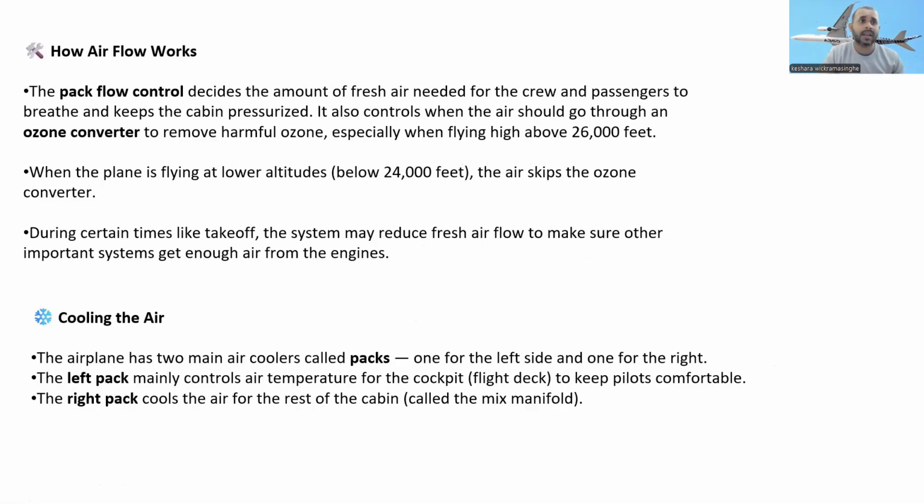Now, how does airflow work? The flow control decides the amount of fresh air needed for the crew and passengers to breathe and keep the cabin pressurized. It also controls when the air should go through an ozone converter, remember the ozone converter, to remove harmful ozone, especially when flying high above 26,000 feet. When the plane is flying at lower altitudes, below 24,000 feet, the air skips the ozone converter. Remember, when the aircraft is flying above 24,000 feet, the air must go through the ozone converter.